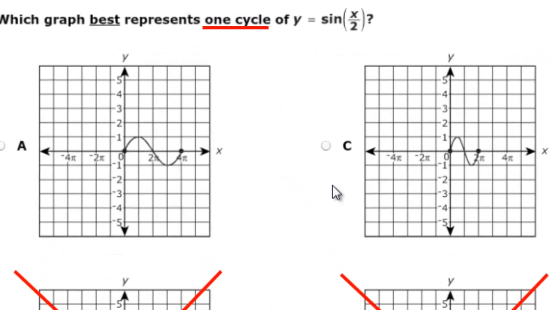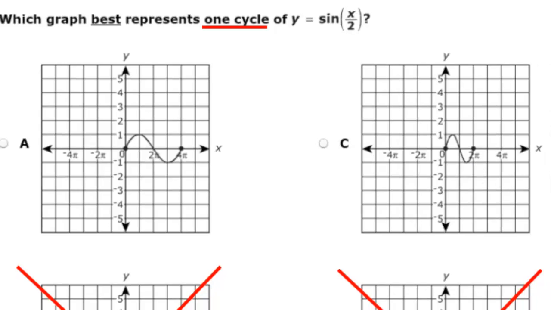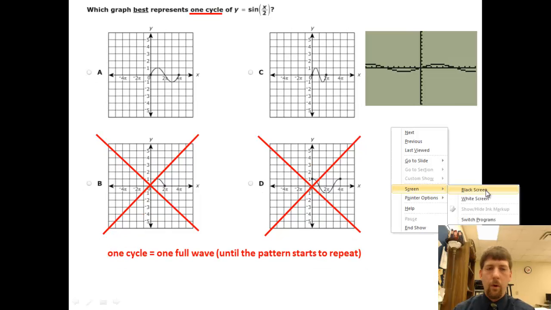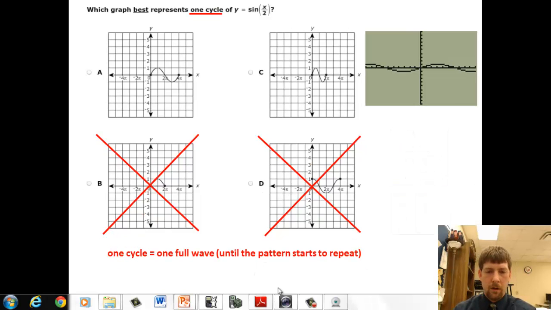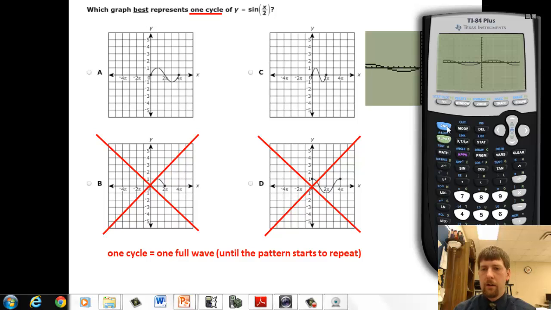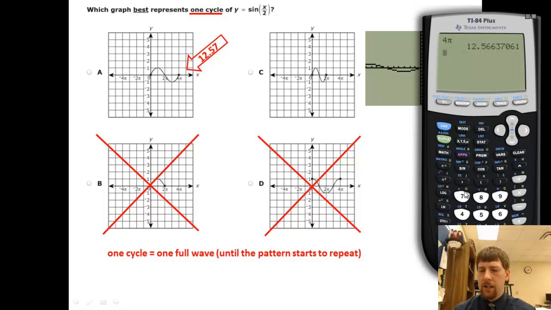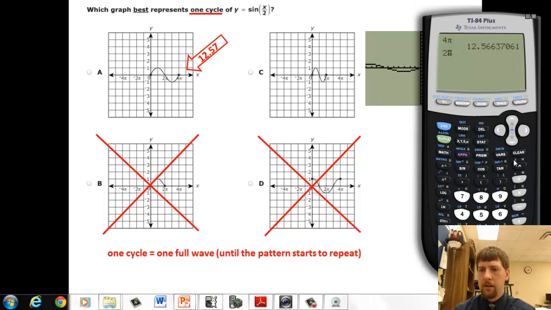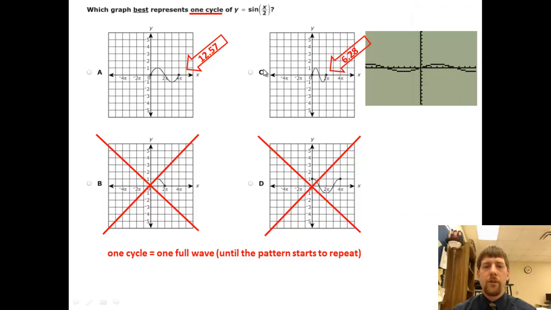Well, what's the difference in A and C? A, we end at 4 pi. C, we end at 2 pi. Well, I don't know what that means, so I'm going to go to the calculator and just figure out what 4 pi and 2 pi are. So if I grab my calculator and I just type 4 pi into the calculator, I get 12.57. If I key 2 pi into the calculator, I get 6.28. So this one ends at 12.57, this one ends at 6.28.